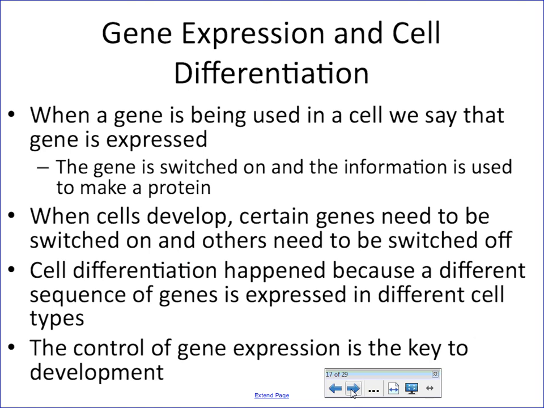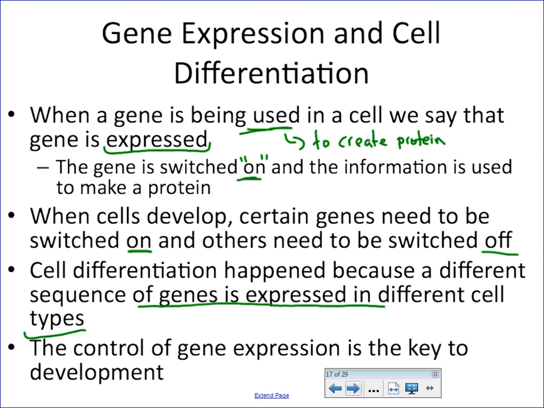So when a gene is being used by a cell, we say that the gene is expressed. So when a gene is being used to create protein, we say that it is being expressed. The gene is considered switched on, and the information then is used to make a protein, as I said. So when cells develop, certain genes need to be switched on, and others need to be switched off. So some parts of the DNA are not accessed, while other parts are, and you get expression of some proteins, but not others. Cell differentiation happens because a different sequence of genes is expressed in different cell types. So the control of gene expression is the key to development and differentiation of these different types of cells.